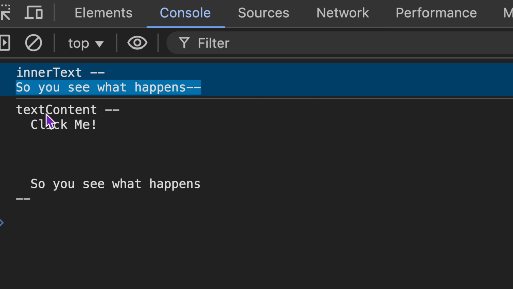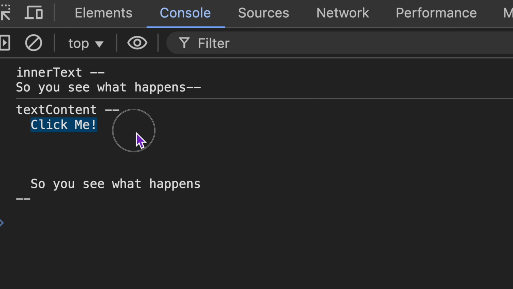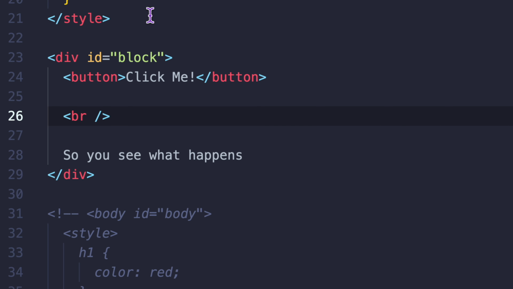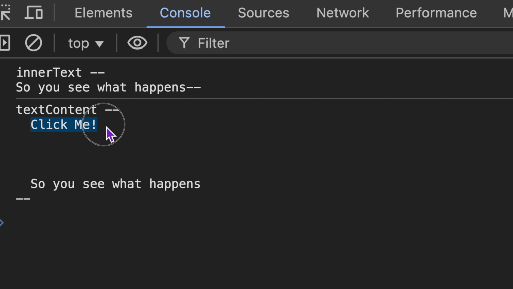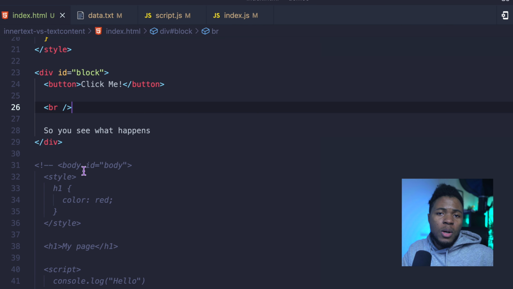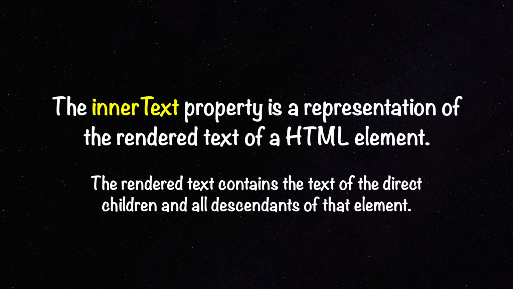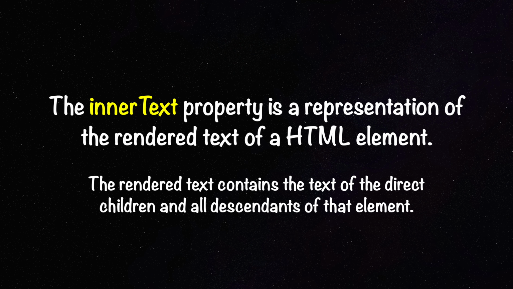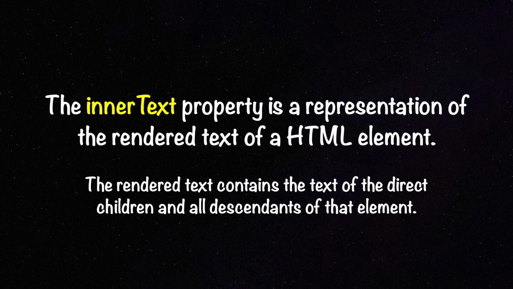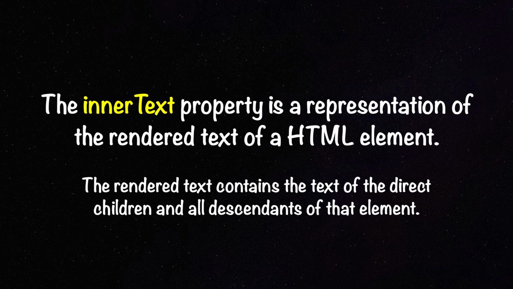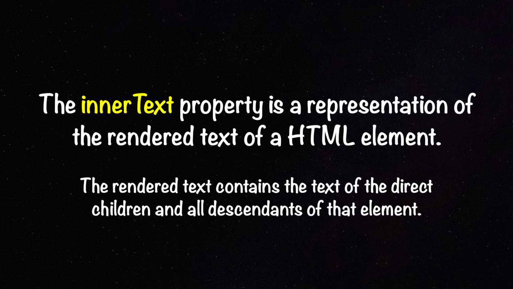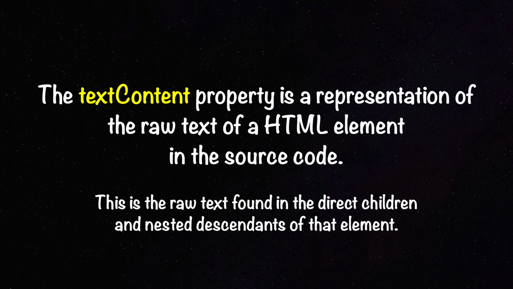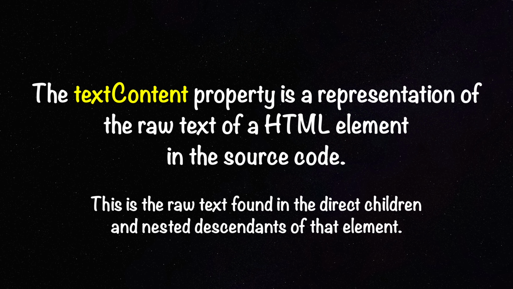But what does textContent have? It actually has the "click me" that we have display of none. It still displays here, "click me". Then we have some space with the line break, and then we have "so you see what happens" at the end. So what we see here is that the innerText property is a representation of the rendered text of an HTML element. The rendered text contains the text of the direct children and all descendants of that element, while textContent represents the raw text of an HTML element in the source code.